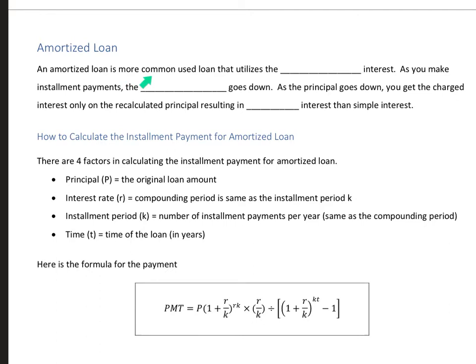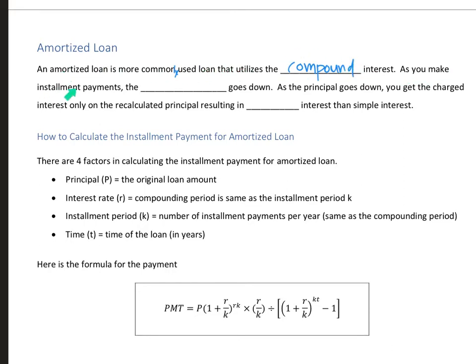An amortized loan is a more commonly used loan that utilizes compound interest. So the issue with the simple interest loan is, as I said, if you pay back the principal, now you owe less money, but you're still being charged interest on the original amount. That's not fair, right? So an amortized loan utilizes compound interest.